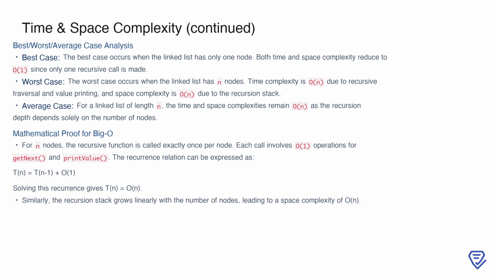Mathematically, the recurrence relation for time complexity can be expressed as T(n) equals T(n-1) plus O(1). Solving this gives T(n) equals O(n). Similarly, the space complexity stems from the linear growth of the recursion stack, confirming it as O(n).